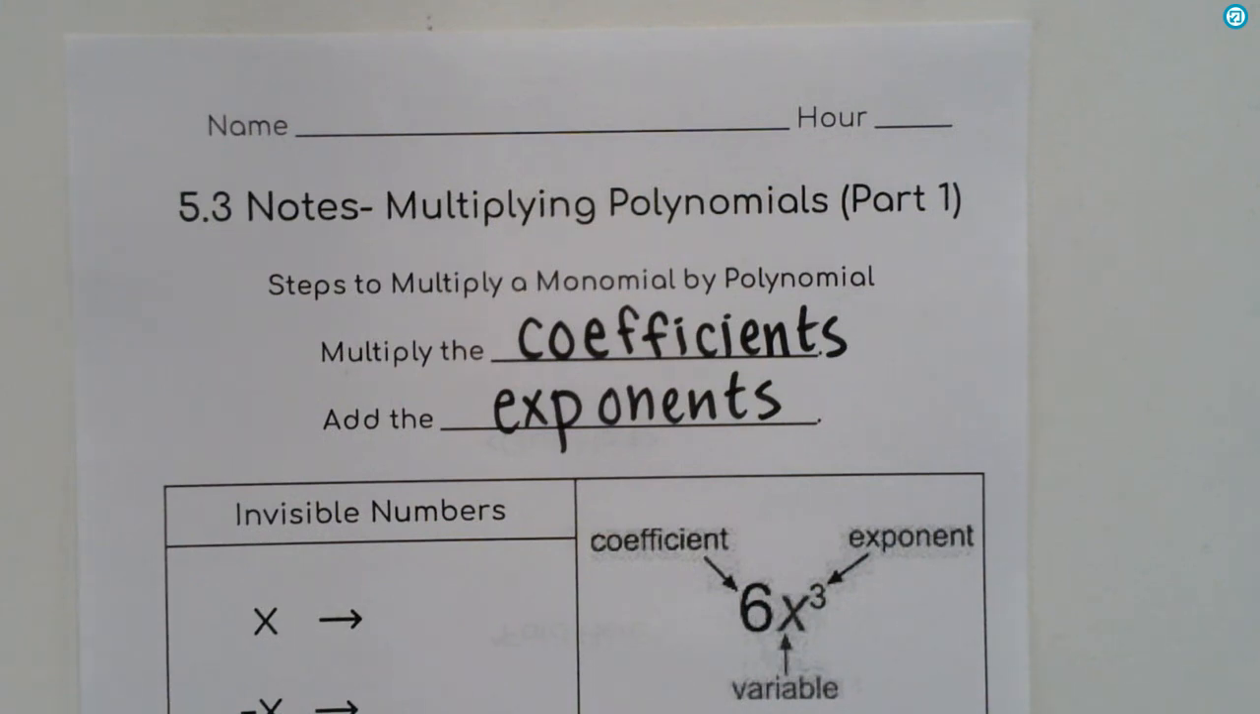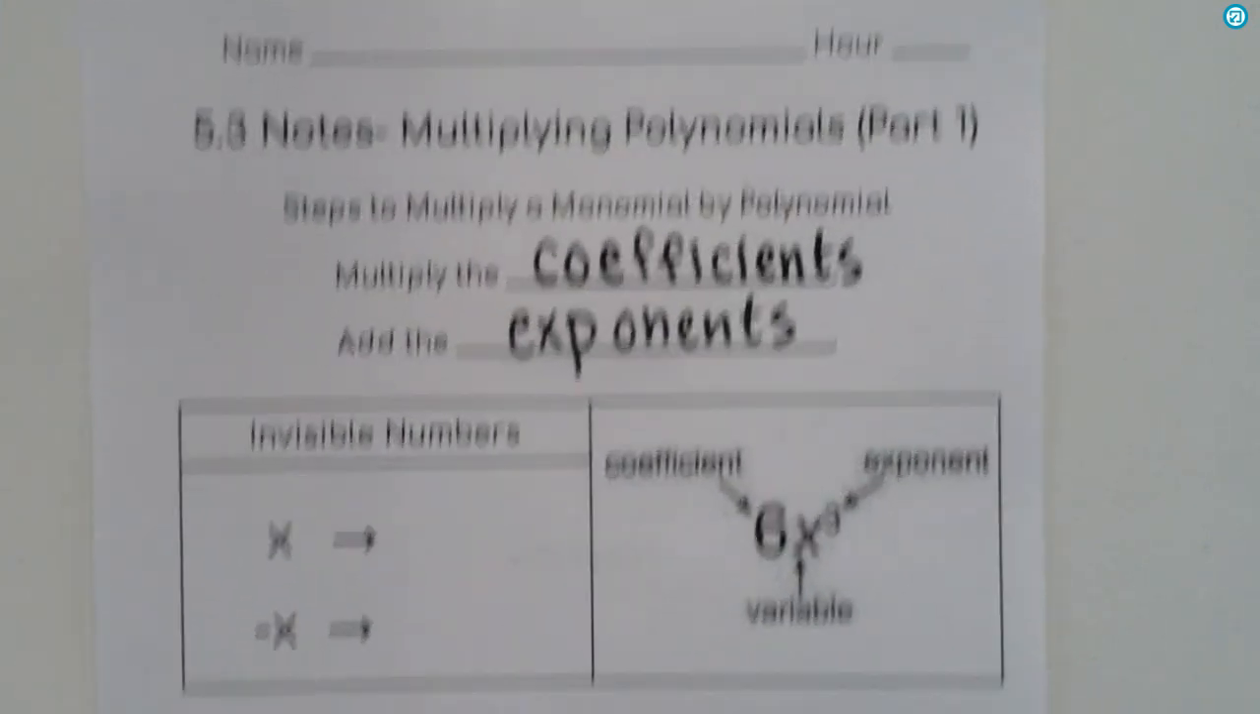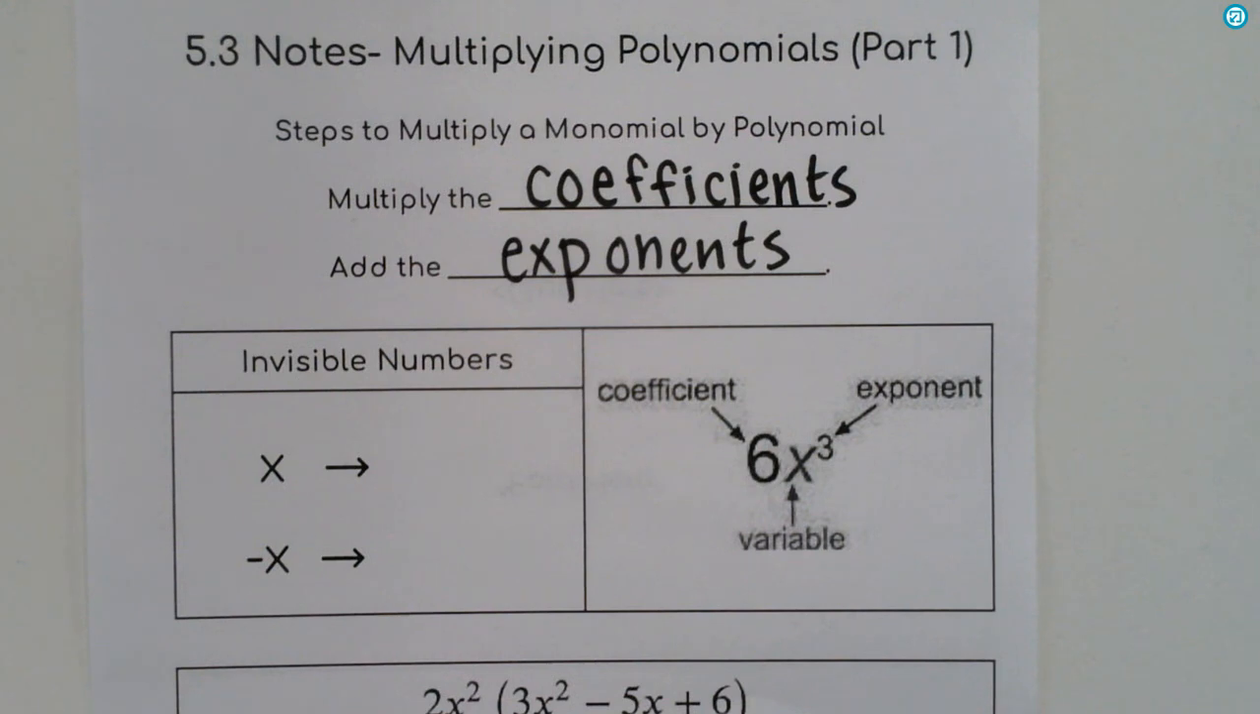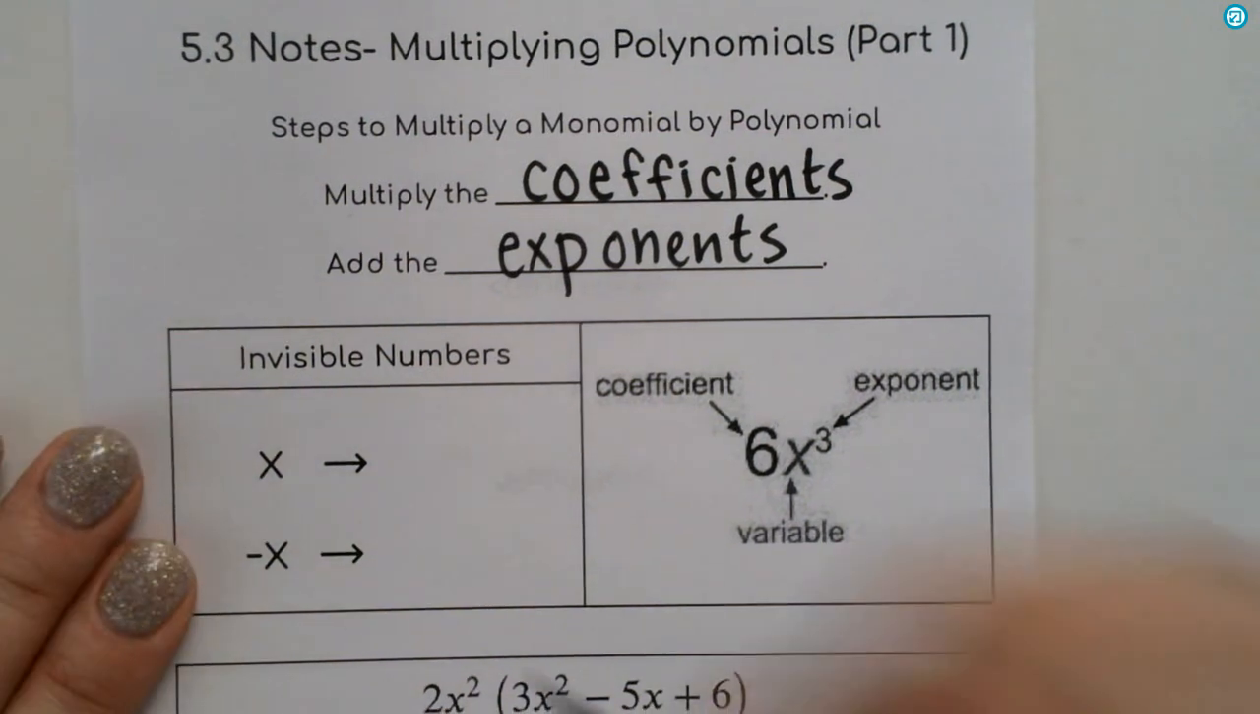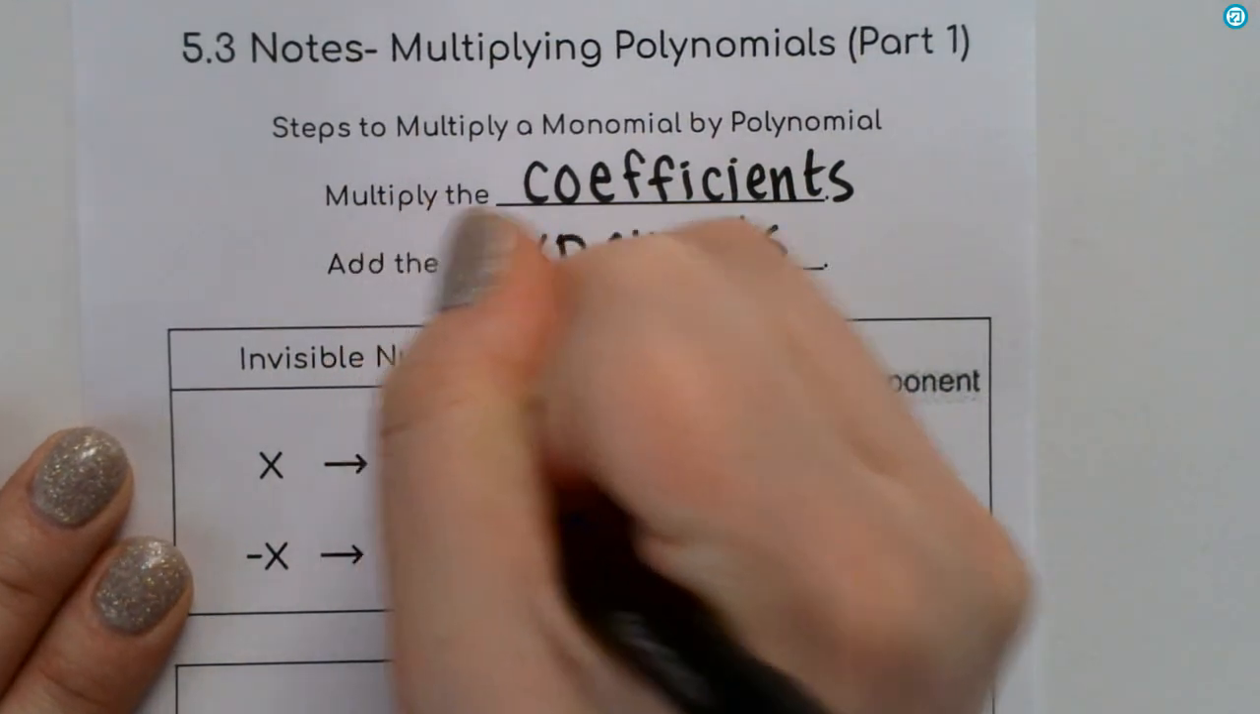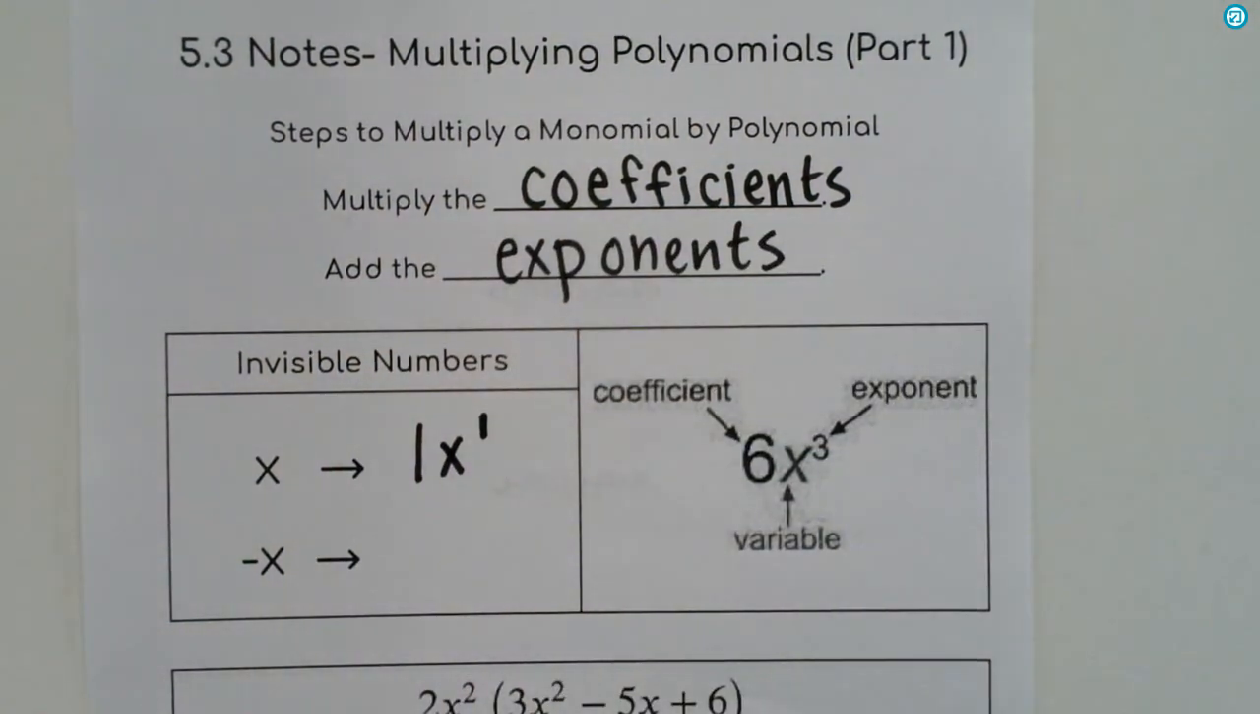Some things that are going to help us while we are multiplying. We have invisible ones in a lot of places. If we have an x by itself, we can make that be 1x to the first power. If we have a negative x by itself, it's going to be negative 1x to the first power.